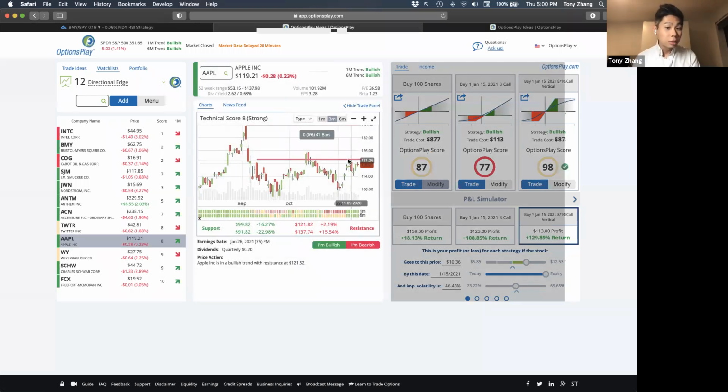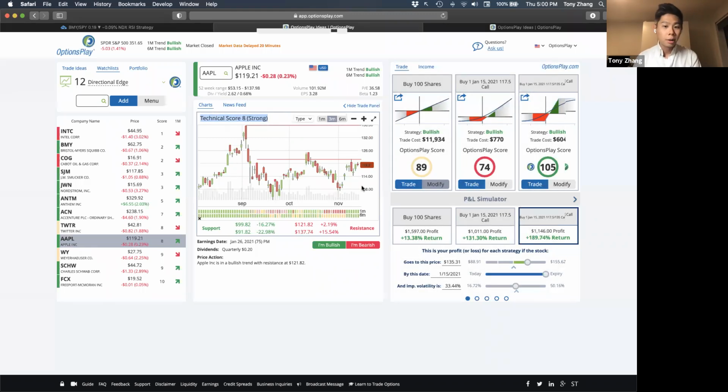Apple, Apple right now still very strong stock. 1 month and 6 month trend resumed bullish back here on November 4th. From my perspective, I still think there's a fundamental thesis and a technical thesis for this to continue moving higher.